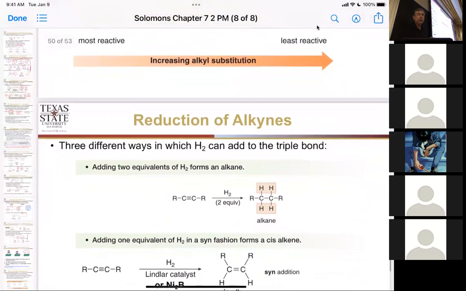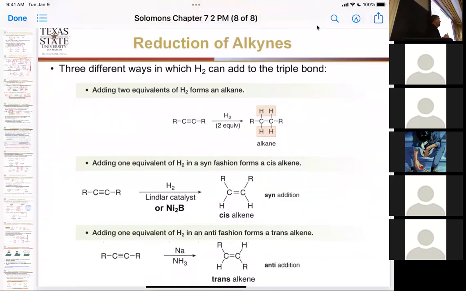Okay. But what about alkynes? Well, let's see. I have an alkyne. It has two pi bonds. I can use catalytic hydrogenation to reduce an alkene. I bet I can use that to reduce an alkyne. Okay, so I want to stop it at the alkene now.